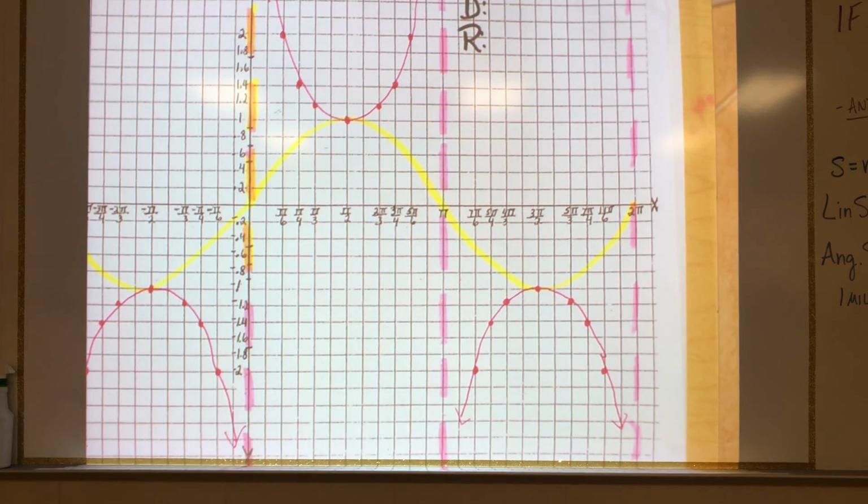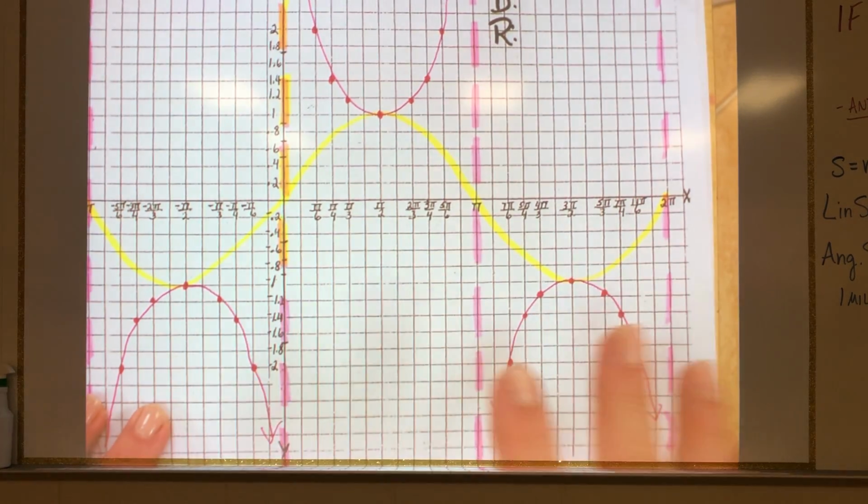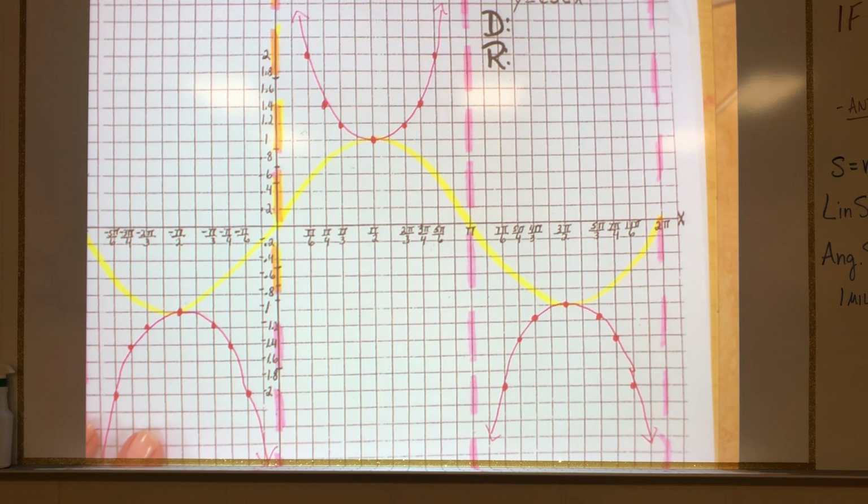Okay? Pretty cool, isn't it? So is there a relationship between a curve and its reciprocal function? Yes, there is. And you should see a relationship. All right, so let me show you something else that's really cool. Let me show you something else.